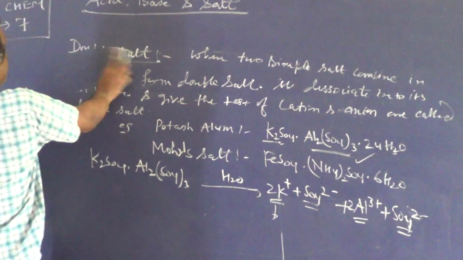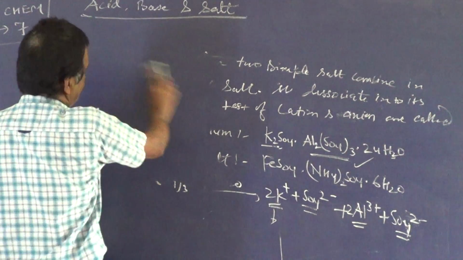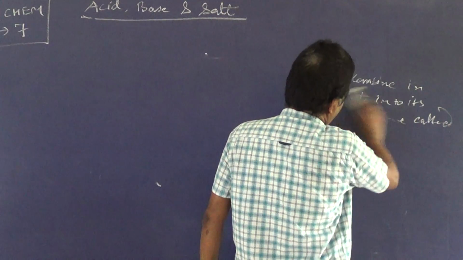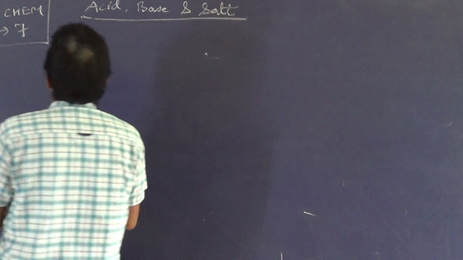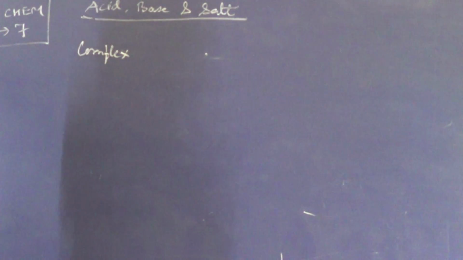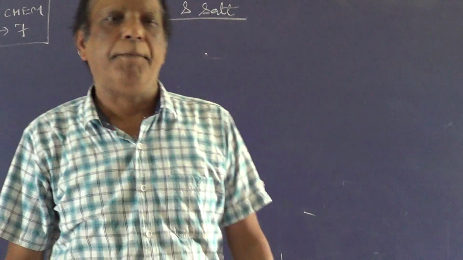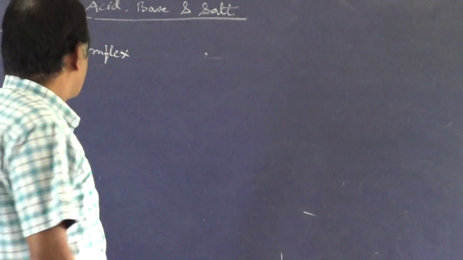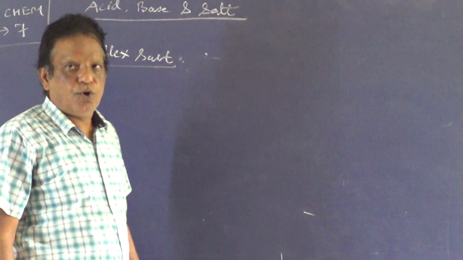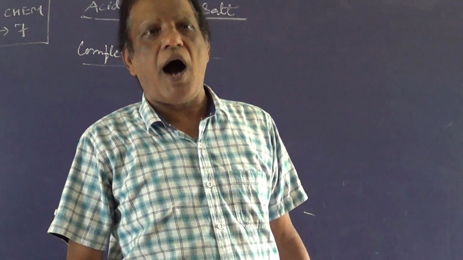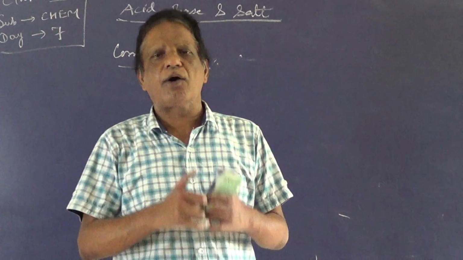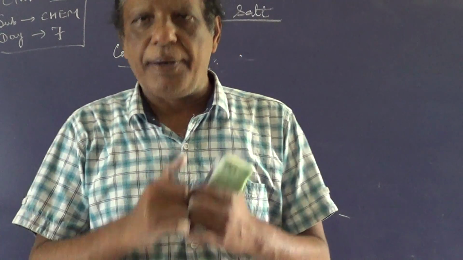Now come to the complex salt. What is complex salt? Complex salt पे आप 12th में कोऑर्डिनेशन केमिस्ट्री पढ़ेंगे, जिसमें पूरा फुल चैप्टर ही है कोऑर्डिनेशन कंपाउंड, वो complex salt कहलाता है. Complex salts are those salts which do not dissociate into ions in aqueous solution, and they retain their identity in aqueous solution. These salts are called complex salts.